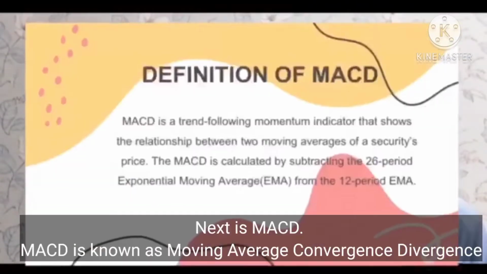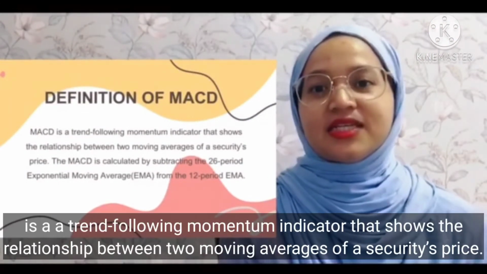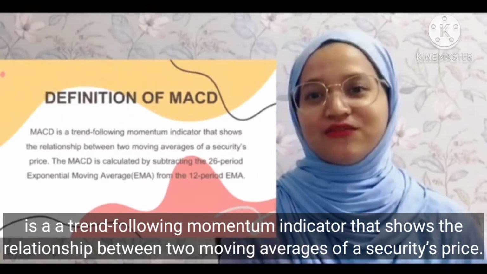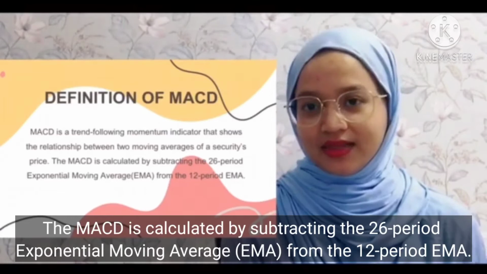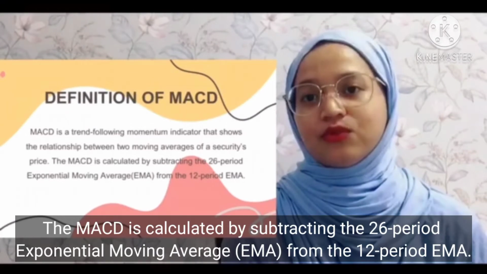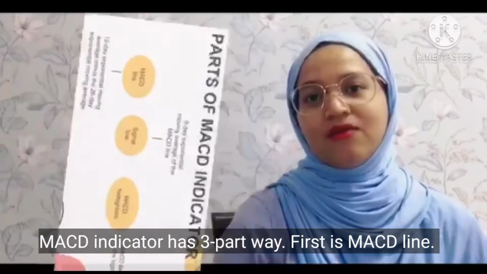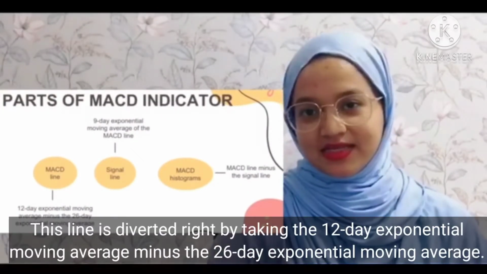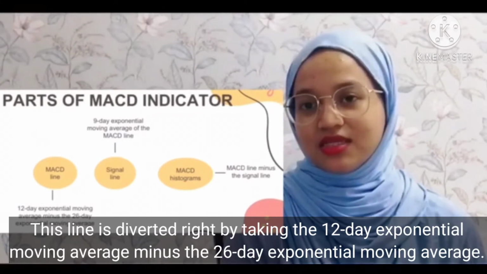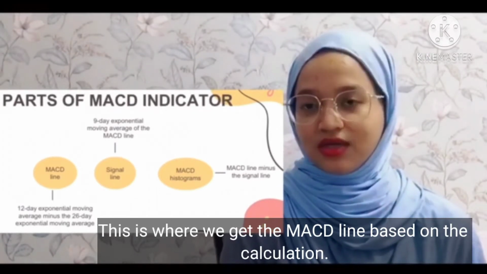Next is MACD. MACD is known as Moving Average Convergence Divergence. It's a trend following momentum indicator that shows the relationship between two moving averages of a security's price. The MACD is calculated by subtracting the 26-period exponential moving average from the 12-period exponential moving average. The MACD indicator has three parts. First is the MACD line. This line is derived by taking the 12-day exponential moving average minus the 26-day exponential moving average.